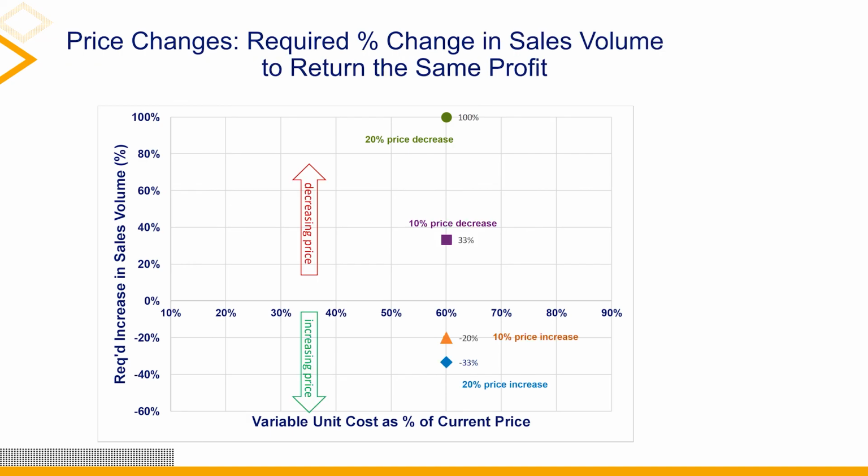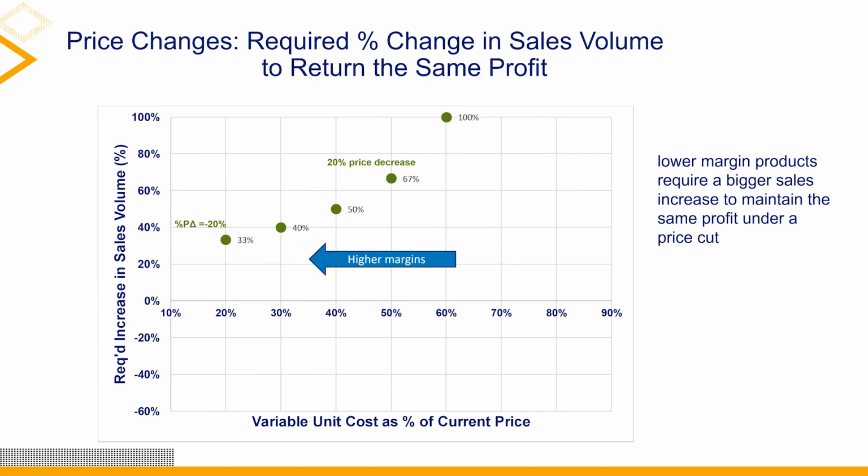Now consider various changes in price. For a 40% margin, i.e. variable costs are 60% of the unit price, for a 10% price decrease, volume must increase 33% to maintain profitability. We plot this data point in purple. Now consider price increases. Under a 10% price increase, volume can decrease 20% to maintain profitability. We plot this data point in orange. Under a 20% price increase, volume can decrease by 1/3 to hold profitability. We plot this data point in light blue.